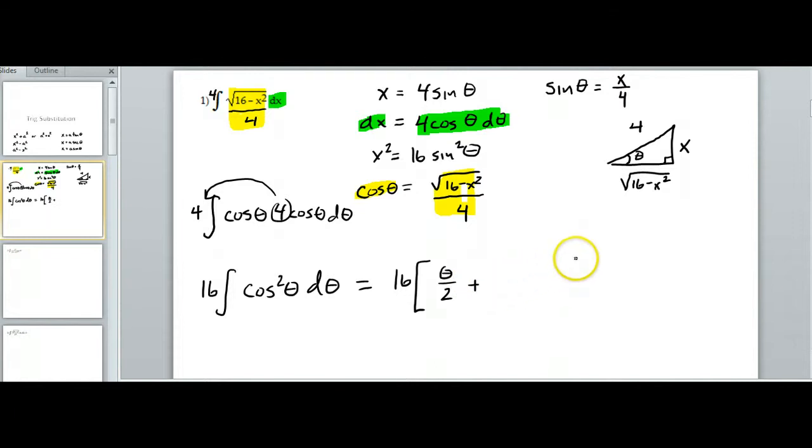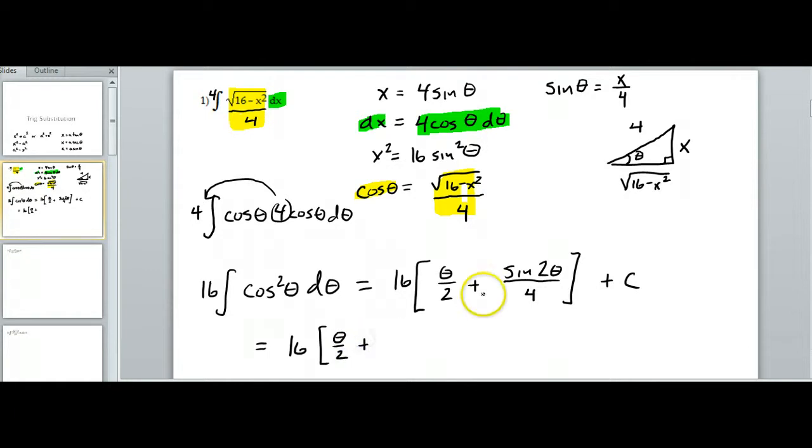plus sine of 2 theta over 4, plus c. But then I'm going to use a double angle identity right here and say that this is 16 times theta over 2 plus sine of 2 theta is 2 sine theta cosine theta all over 4 plus c. Now, why would I do that? Because if you look up here, we know what sine theta is, and we know what cosine theta is. Okay, so the reason I would do that is to get back to the original variable x.